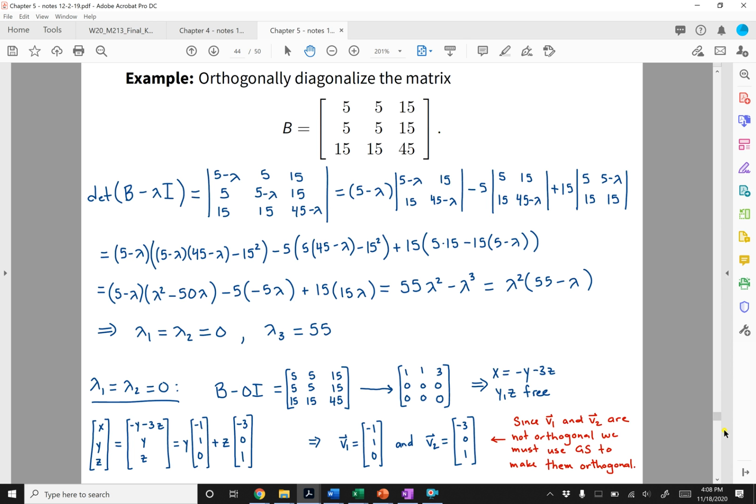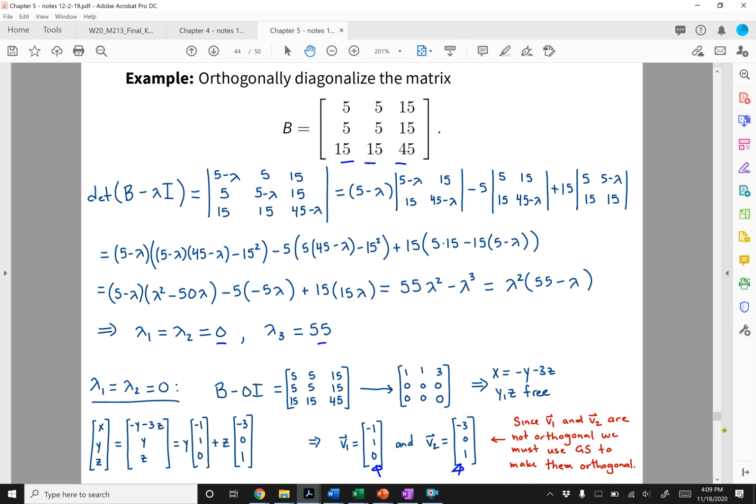So here's another example. It starts off the same. Let's find the eigenvalues. Again, with this one, we can tell right off the bat that it's not invertible, so we're going to end up with 0 as an eigenvalue. And in fact, we end up with 0 twice. 55 is the other one. And so we subtract 0 from the diagonal, row reduce. We get these two vectors as a basis for the null space.